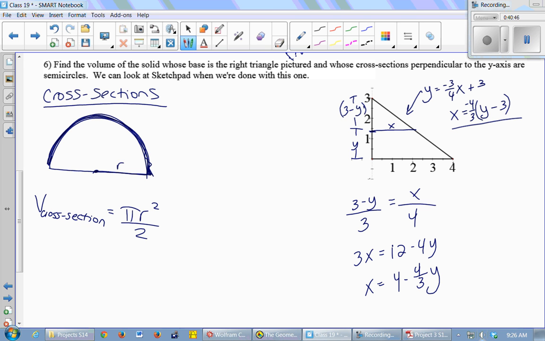All right, so if this is x, my radius is actually half of that, because that's the diameter of the semicircle. So my radius, r, is going to be 2 minus 2/3 y.